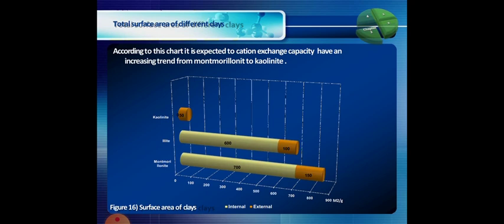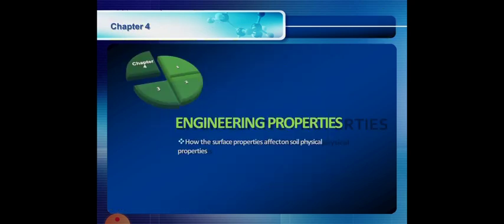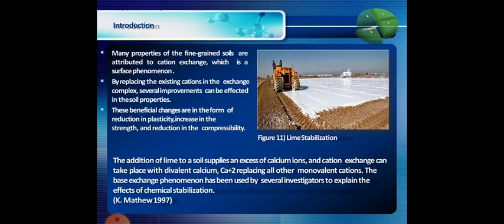Surface area of clays are shown in the figure. In chapter 4, we will be discussing engineering properties, and how the surface properties affect soil physical properties. So let's start. Many properties of the fine-grained soils are attributed to cation exchange, which is a surface phenomenon. By replacing the existing cations in the exchange complex, several improvements can be effected in the soil properties. These beneficial changes are in the form of reduction in plasticity, increases in the strength, and reduction in the compressibility.